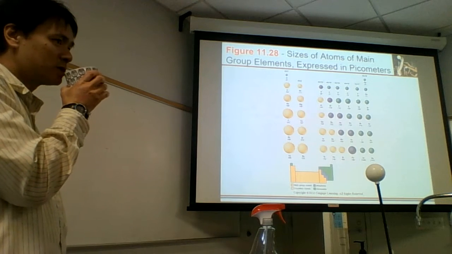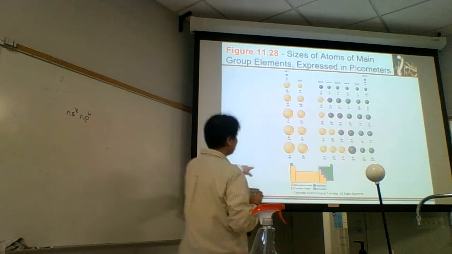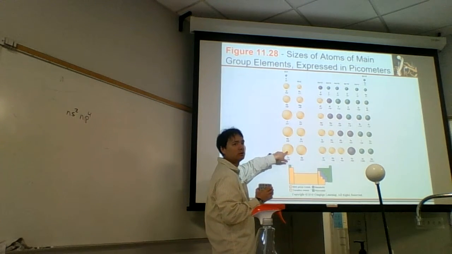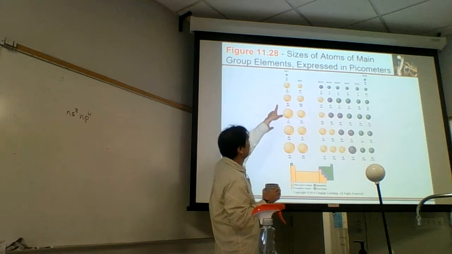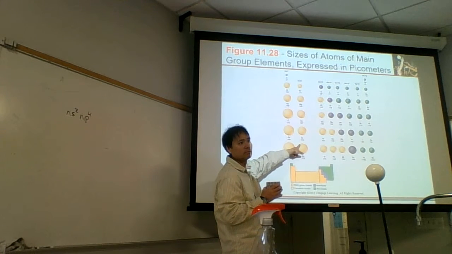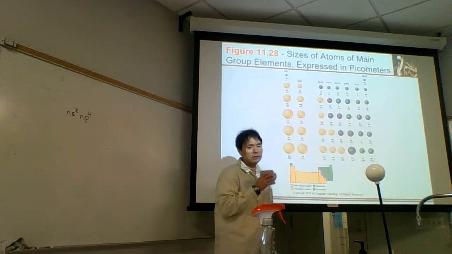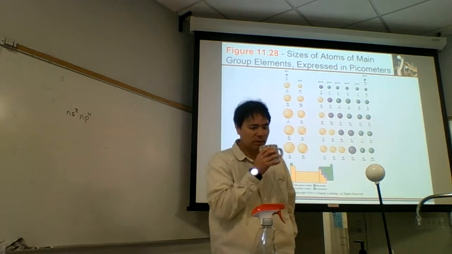What's the biggest atom you see? Group 1 at the bottom, cesium is the biggest one you see. What's the smallest atom you see? It's not hydrogen. Hydrogen's not the smallest. Do you know what the smallest is? Helium is the smallest. That's weird. Shouldn't hydrogen be smaller than helium?